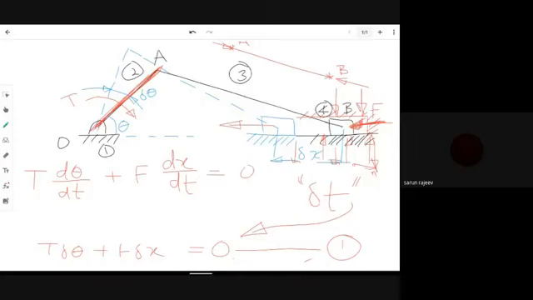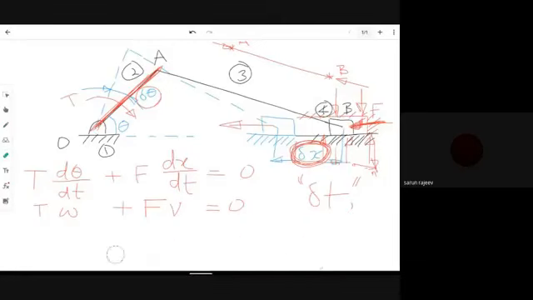Now you know that the time dependent change in theta is nothing but omega. Delta theta is angular displacement, so the rate of change of angular displacement is nothing but omega, angular velocity, plus the rate of change of delta x, which is linear displacement, is nothing but linear velocity. This is 0. So this equation becomes T into omega plus F into v equal to 0.